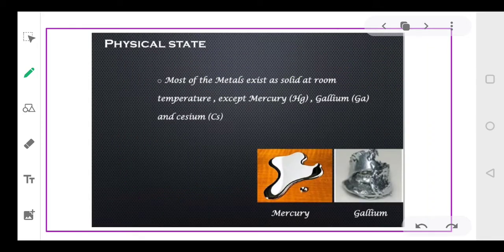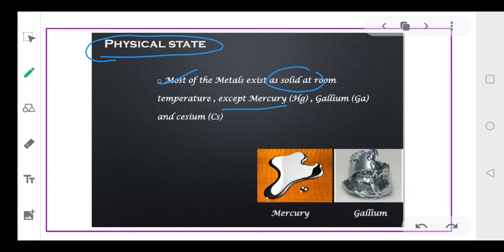Now let's start with the physical properties of metals. First of all, let's talk about the physical state. Most of the metals exist as solids except mercury, which is liquid at room temperature. Okay, so most of the metals exist as solids at room temperature except mercury.